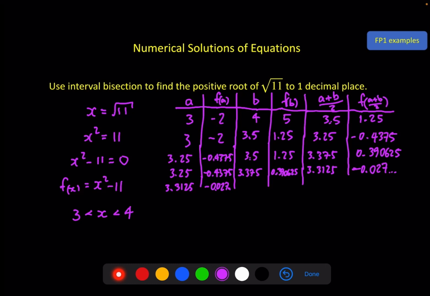And it's not quite obvious that 3.3 is our answer to one decimal place. It could still be 3.4. So I'm going to do just one more. And that will give us 3.34375 with a positive answer, which is enough to tell us for sure that the interval lies between this number here, which gives us a negative answer, and this number here, which gives us a positive answer. Therefore, it must be 3.3 to one decimal place.